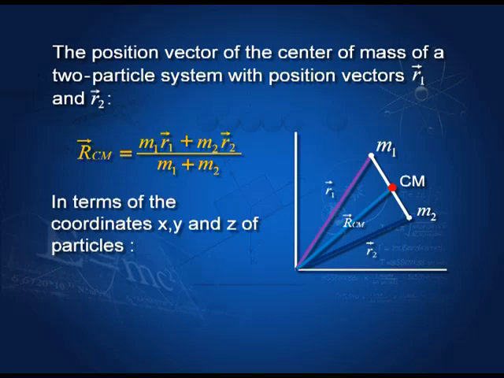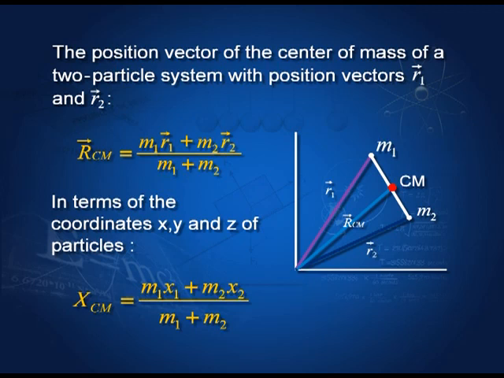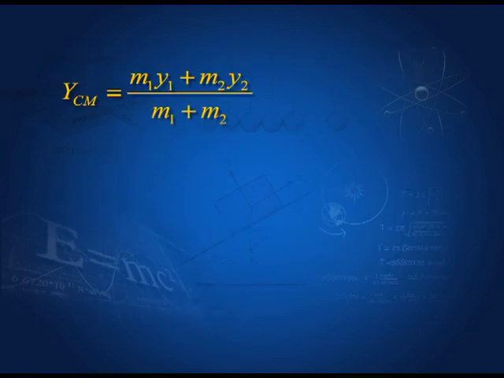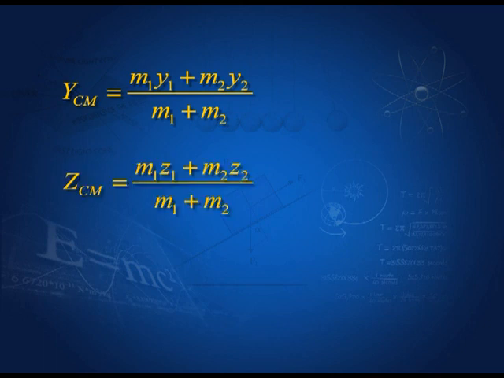And in terms of the x axis, y axis, z axis, xCM, the x coordinate, is m1 x1 plus m2 x2 divided by m1 plus m2. The y coordinate of the center of mass is m1 y1 plus m2 y2 divided by m1 plus m2, and the z coordinate of the center of mass is m1 z1 plus m2 z2 divided by m1 plus m2.